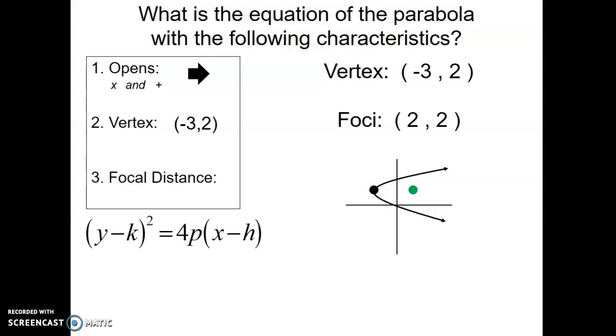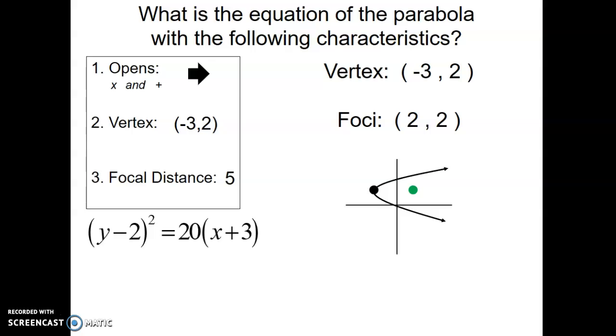All right, so our h value is going to become a +3 inside the equation, and the k value is going to be -2. We change those up. And the focal distance, we just count from -3 on the x term in the vertex to +2 for the focal point. That is a total distance of 5. So we put 5 in for the p-value. 4 times 5 will give us 20. And there is your equation, all right, given those characteristics of that specific parabola.